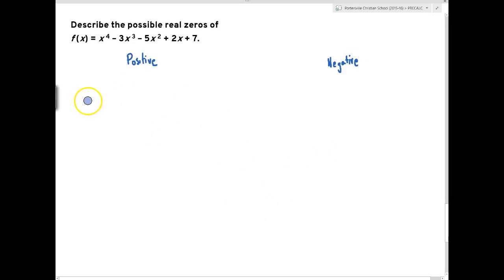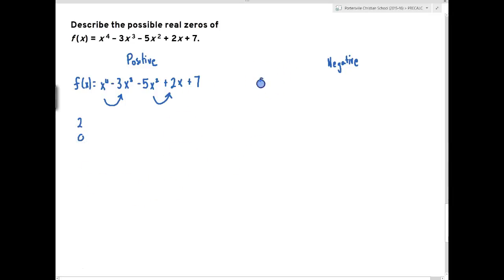Our positive zeros, if we take a look at the function, would be x to the fourth minus 3x cubed. Notice I've gone from positive to negative. That's one sign change, but I'm staying negative for 5x squared. But then I go back to positive for 2x. That's my second sign change. And then I have plus 7. So as you can see, there were two sign changes. That means I can either have two positive zeros or no positive zeros.